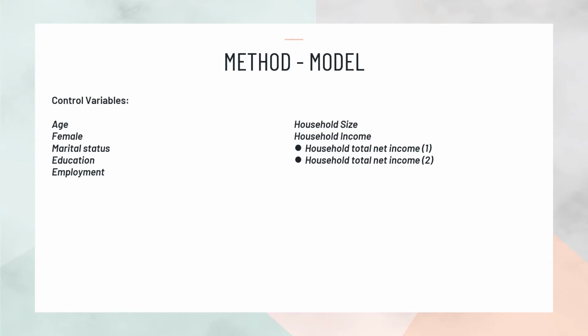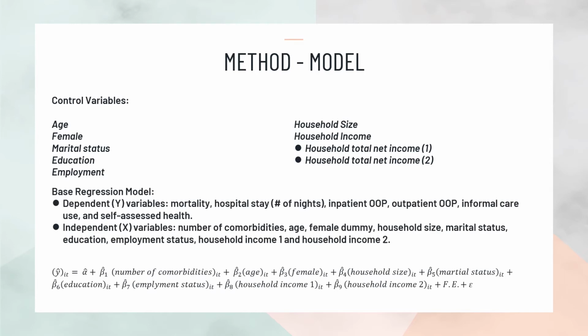and their household size. We have also included 2 household income proxies: household total net income 1 that represents the household's total net income in previous year in euros based on total household net worth and expenditure, and household total net income 2 that indicates annual income and is built on the reported monthly household income. In this slide, we can also see the base model that is used in this research.